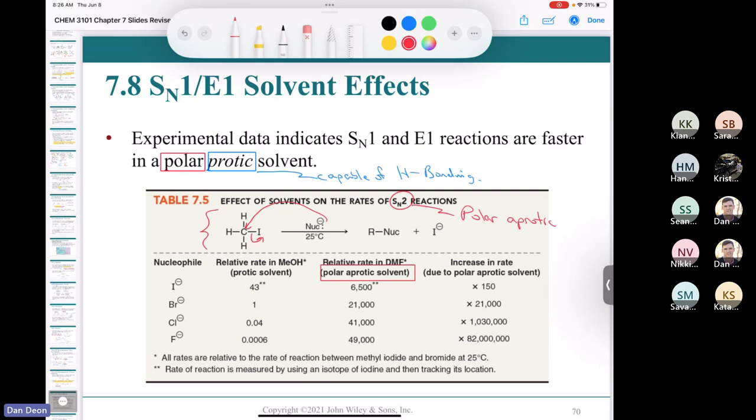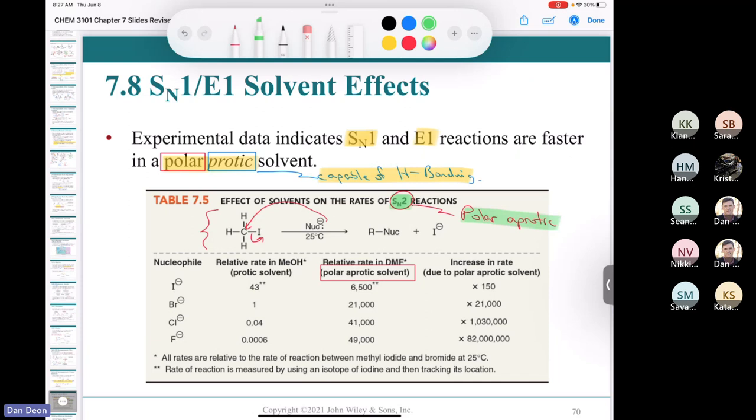Okay, so the bottom line here, if you're confused, the SparkNotes version of it is this, you guys. Polar protic solvents, which are capable of hydrogen bonding, are what we use for an SN1 and an E1. And a polar aprotic solvent is what we use for an SN2 and an E2 as well. And that's all you need to know. So again, if you have a solvent that's polar but can't hydrogen bond, it's polar aprotic.